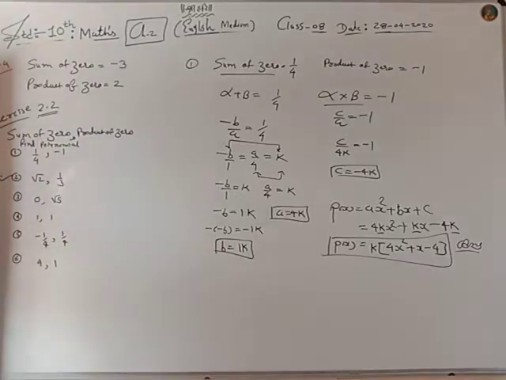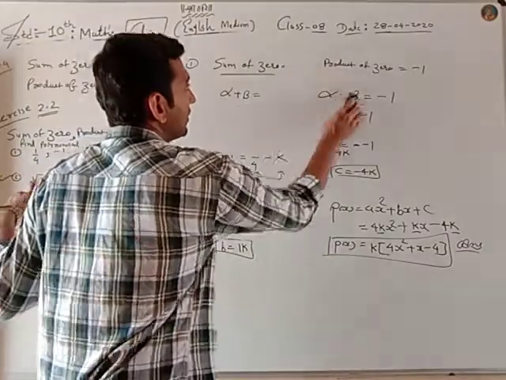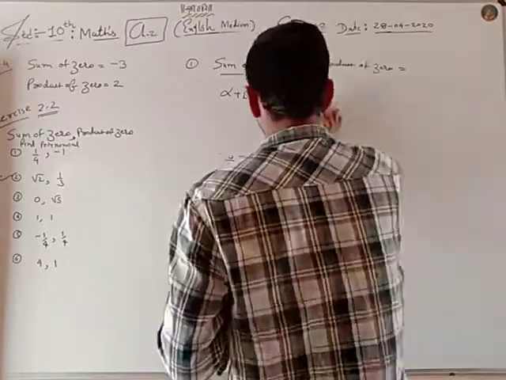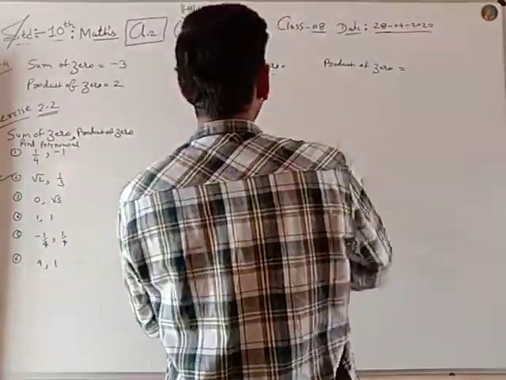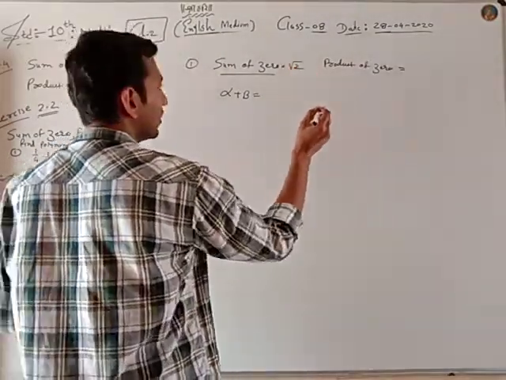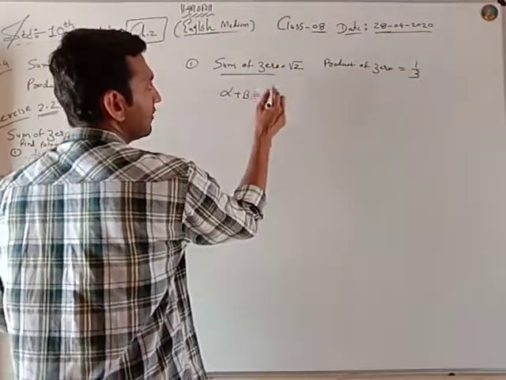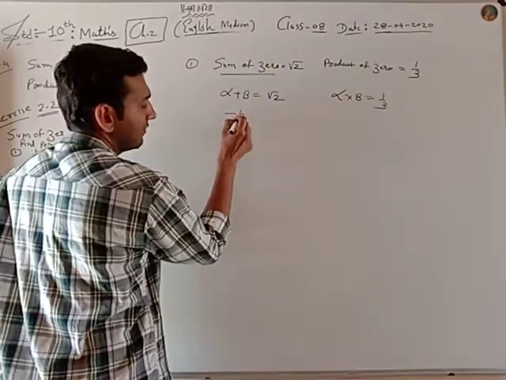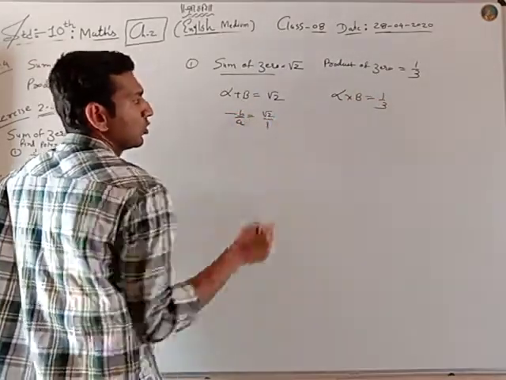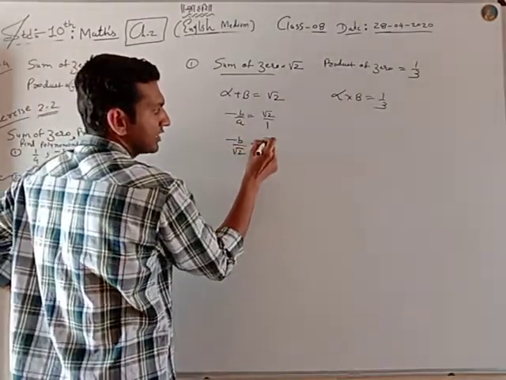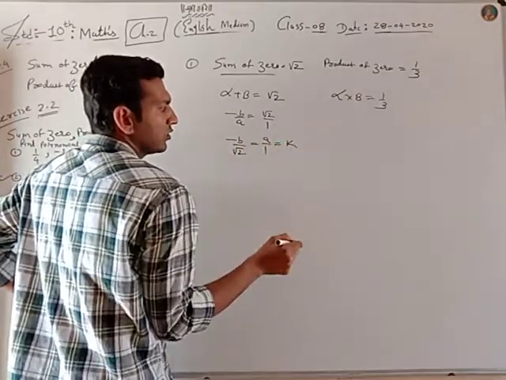Okay, so the sum of zeros is root 2, and the product of zeros is 1 by 3. Alpha plus beta is equal to root 2. Alpha into beta is equal to 1 by 3. Alpha plus beta is equal to minus b by a, root 2 by 1. Changing the position of a and root 2, so minus b upon root 2 is equal to a by 1. Suppose it is equal to k.